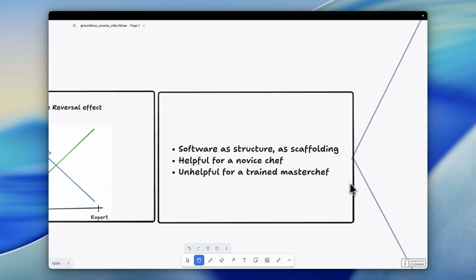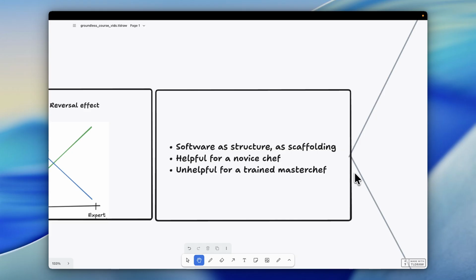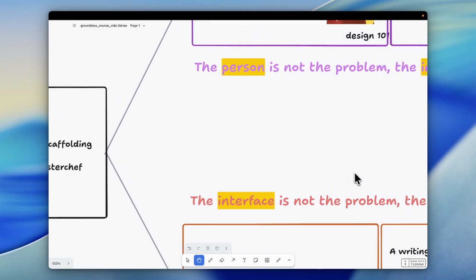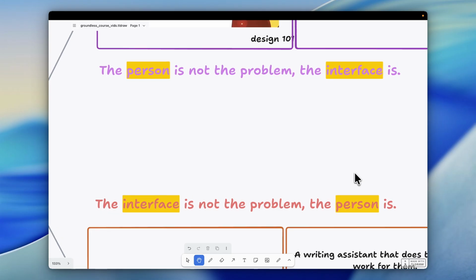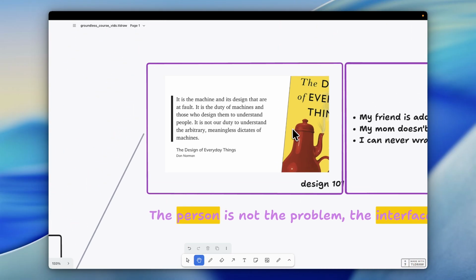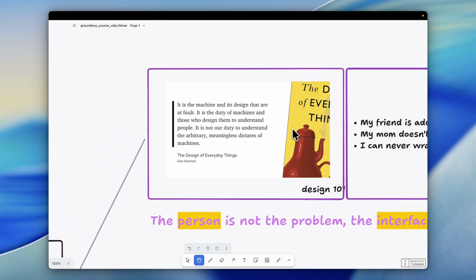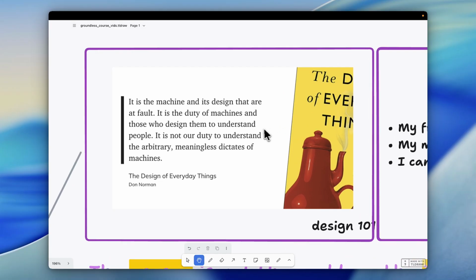The other two ideas that I want to explore, aside from the raging against generalization and raging against building for multiple people, are these two ideas. The first one is that the person is not the problem, the interface is. And the second one is the interface is not the problem, the person is. Let's get to the first one first. So this claim that the person is not the problem, the interface is, is a pretty standard claim in design. You'll learn it in Design 101.